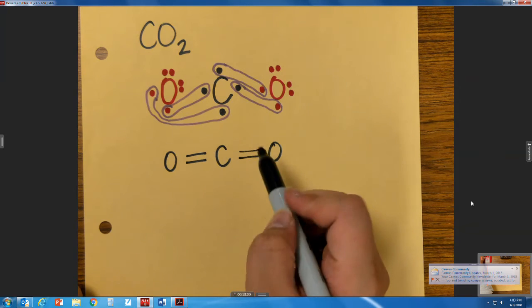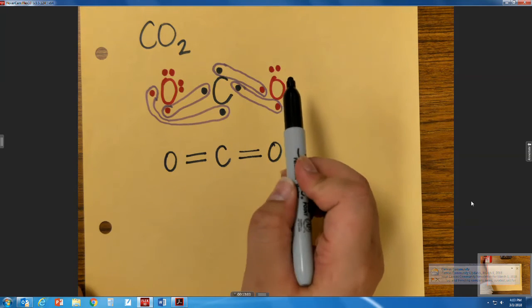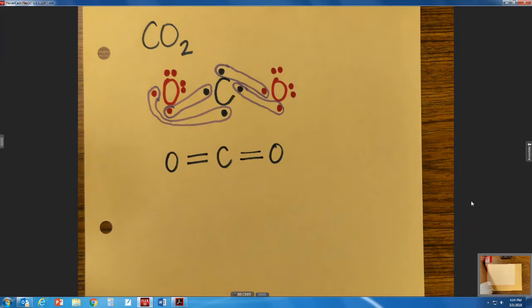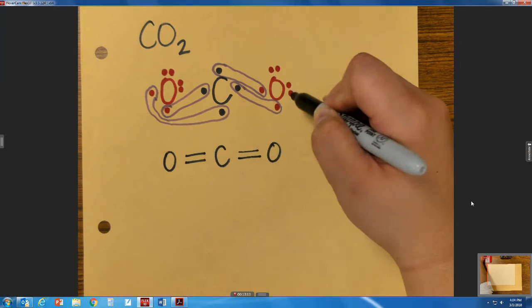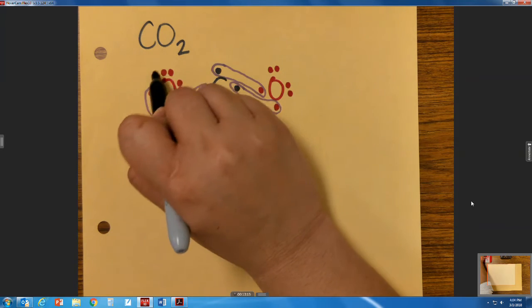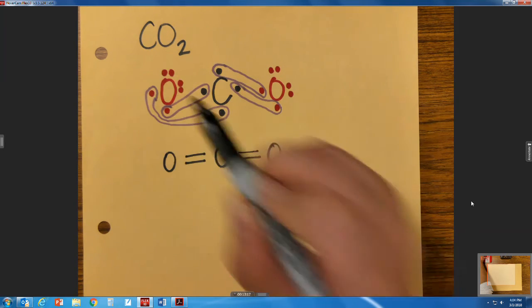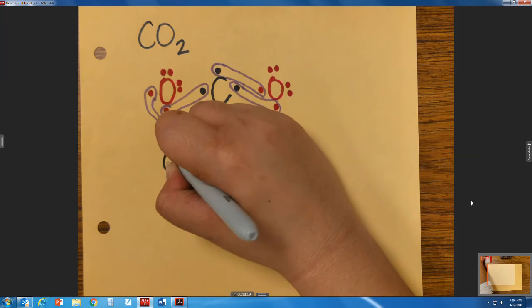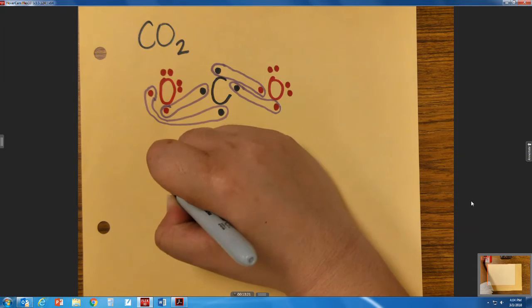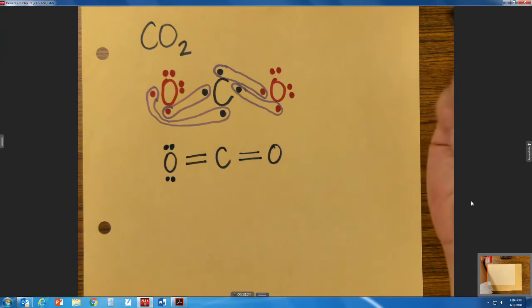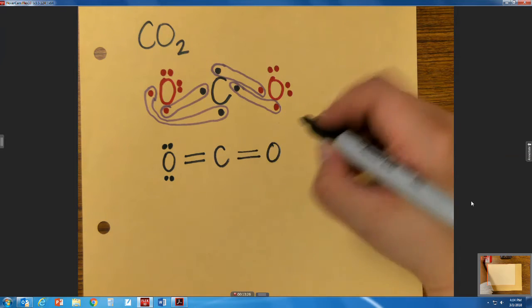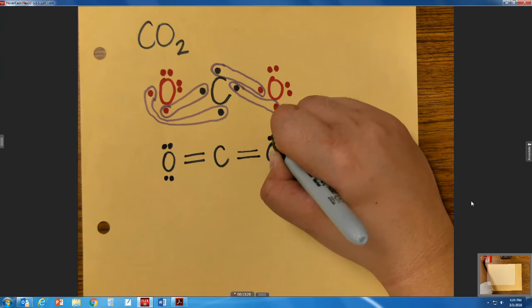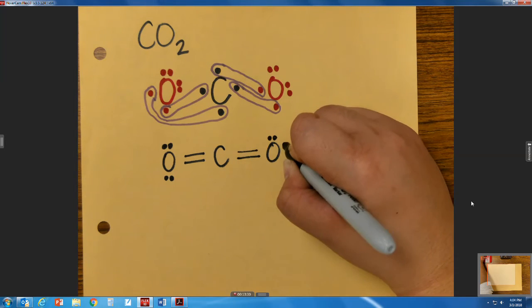And then lastly, we have to go back and make sure, well, do we have any lone pairs? Do we have any couples in the group? And we do. We have 1, 2, 3, 4 lone pairs. So does it really matter where you put these lone pairs? No, I can put them up top, or I can even put them right here on the sides.